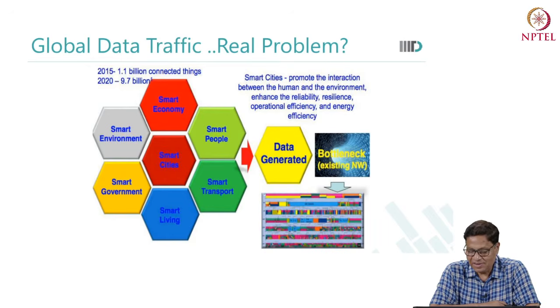So a lot of data is generated, and the bottleneck actually comes from the existing network, because if you see the spectrum available for communication is limited and the data is huge, so it's very difficult to transport this amount of data over the existing network.